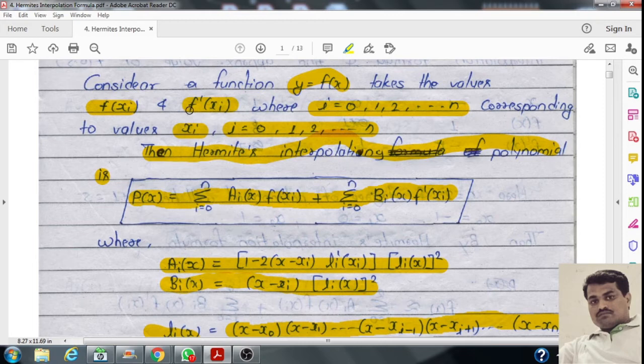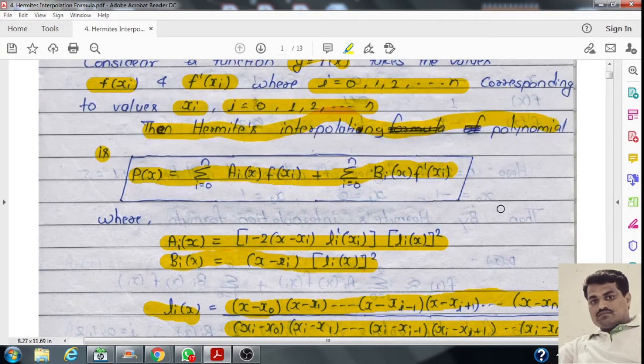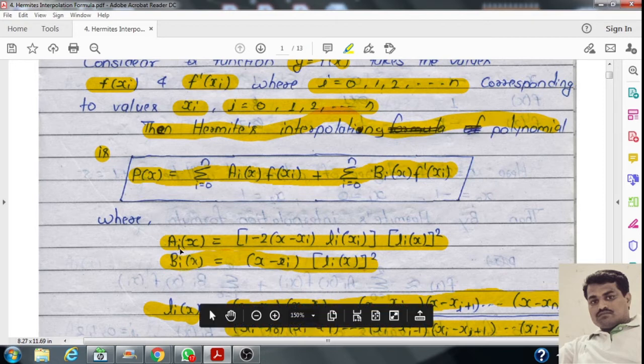In short, using this interpolation formula we find the interpolating polynomial which satisfies f of x as well as f dash of x. This is the advancement of Lagrange's interpolating polynomial, because this polynomial satisfies f of x as well as its first order derivative. Okay, then to find the interpolating polynomial means to find the right hand side. For the right hand side we need to find Ai(x) and Bi(x), and this f of xi and f dash of xi will be given in the data.